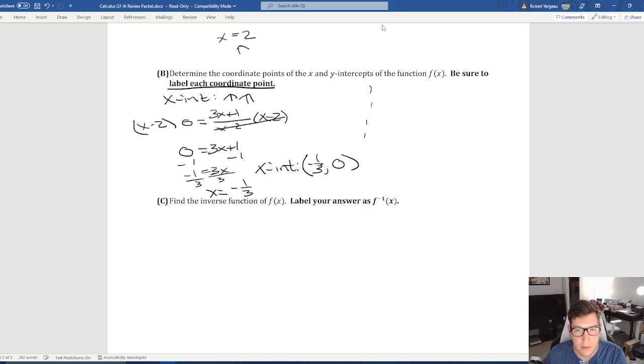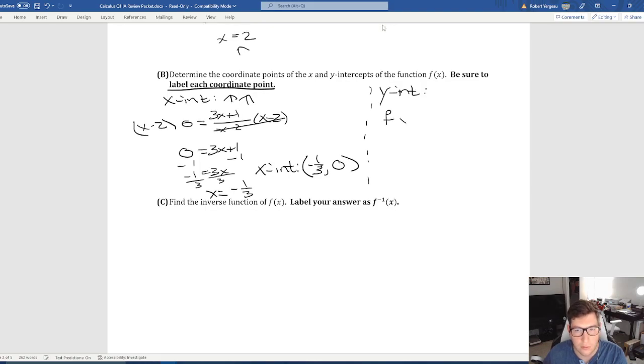Now our y-intercept, a little bit less room, but it's okay. It's a little bit faster. For a y-intercept, remember that instead of setting y to 0, we're setting x to 0. And so we're simply saying, okay, we're going to have f of x, or y, is going to be equal to 3 times 0 plus 1 over 0 minus 2.